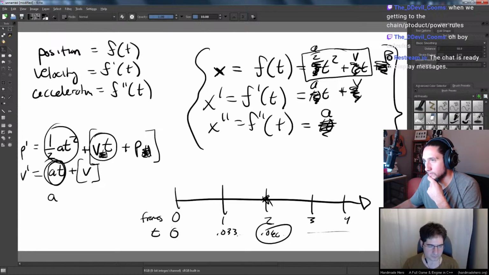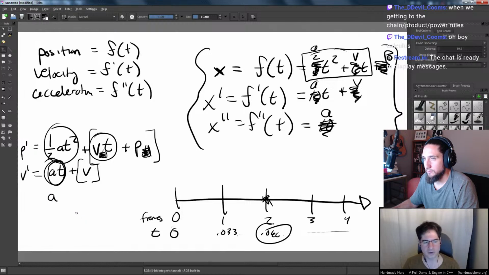Similarly, in order to properly account for the effect that the acceleration has, we want to put it in this part of the equation here, the 1/2 at squared, to account for the effect that the acceleration has over this time step as well, right? Because without this, essentially we would be assuming that acceleration was not actually continuously happening over the course of the frame.